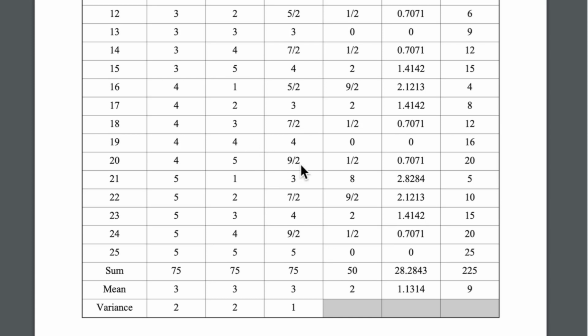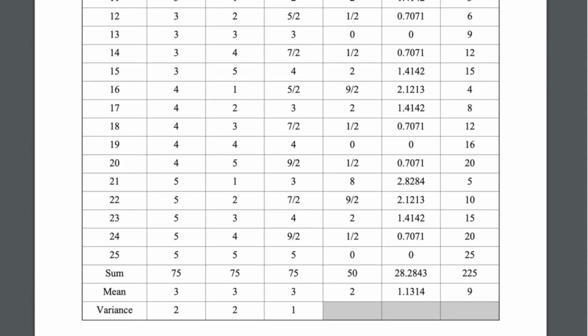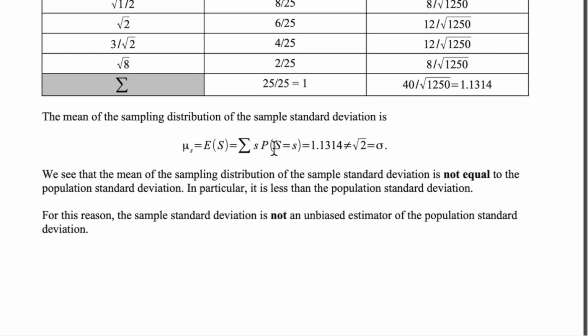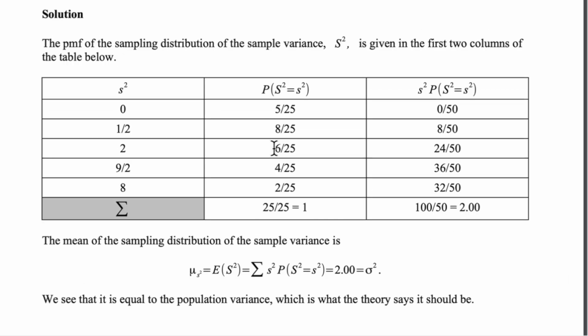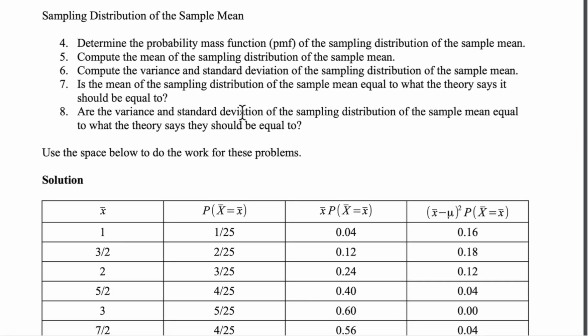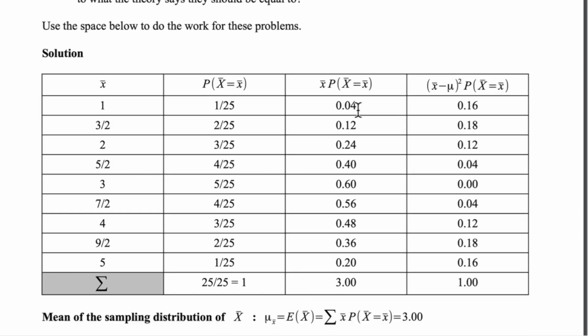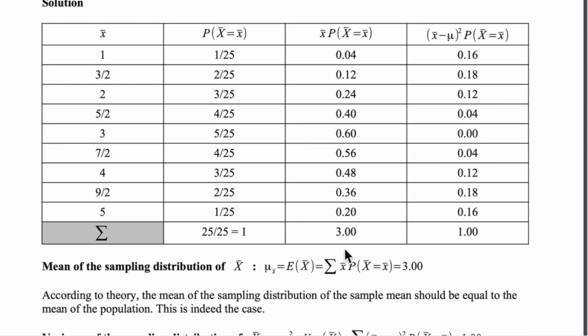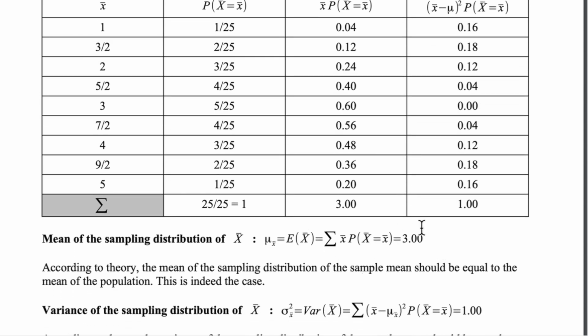And to do that, what I want to do is let's go back and consider the mean of the sampling distribution of x bar first. So let's go back here, scroll back. Okay, so we found the mean of the sampling distribution of the sample mean, and we used this formula here, right? So this is that weighted average. And we found the mean of the sampling distribution of x bar to be 3.